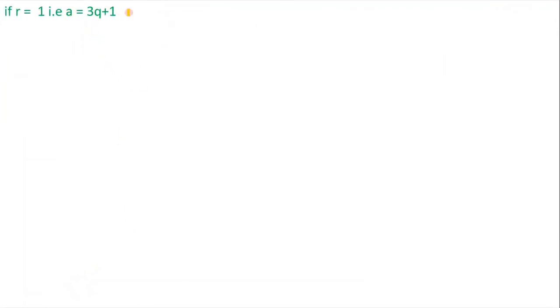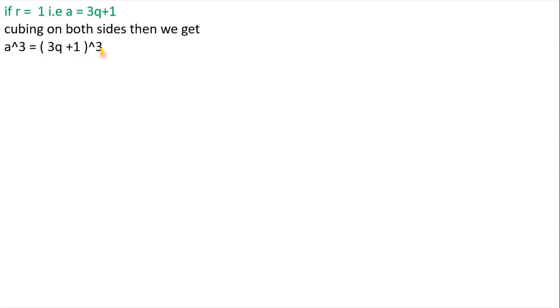Case number 2, if r equal to 1, then a equals 3q plus 1. Again, cubing on both sides. Now, we are getting a cube equals (3q plus 1) whole cube. It is in the form of (a plus b) whole cube. We know that (a plus b) whole cube equals a cube plus b cube plus 3ab into (a plus b). So, a cube equals 27q cube plus b cube, that is 1 cube, 1, plus 3ab, 3 into 3q into 1 into (a plus b), that is (3q plus 1).